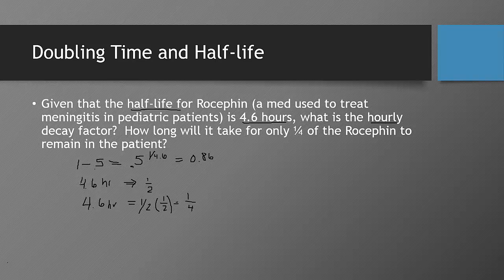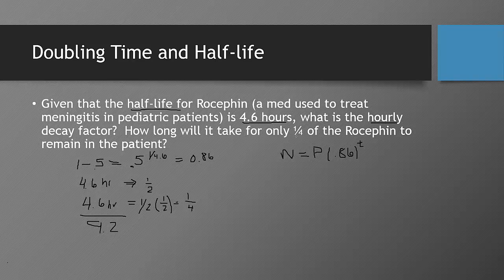And so our amount of time, well, it took us 4.6 hours to get to half, and then another 4.6 hours to get to half of that. So that would be a total of 9.2 hours to get to the 1/4. Now, there's another way of looking at that as well. We have our general concept of an exponential equation, and we figured out the hourly decay factor is that 0.86.